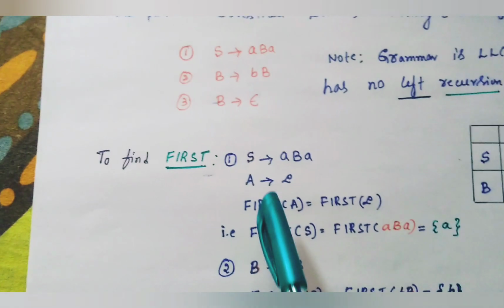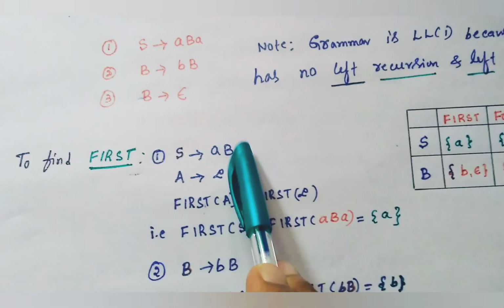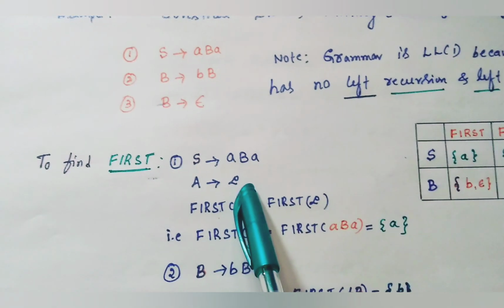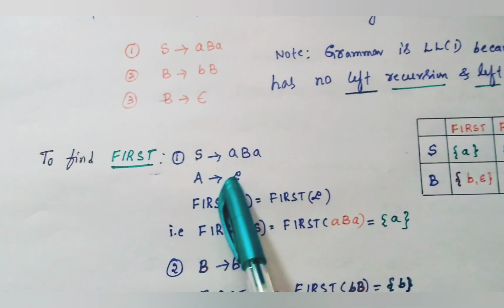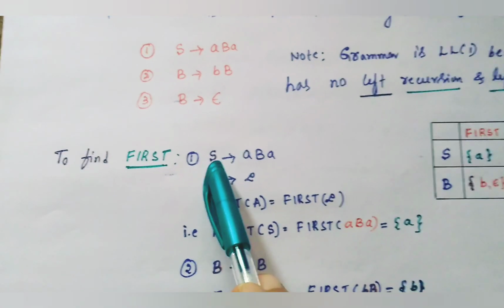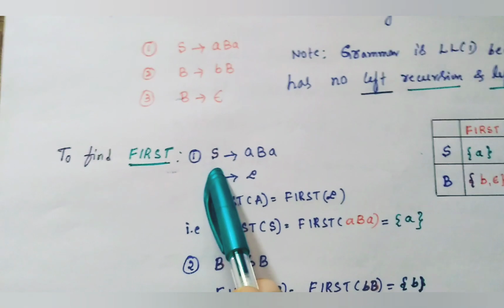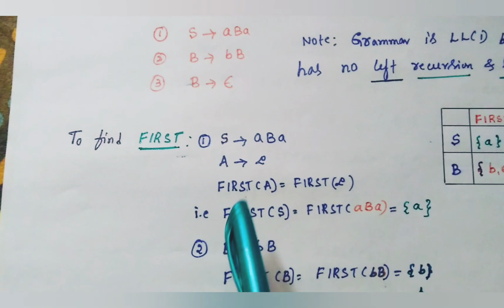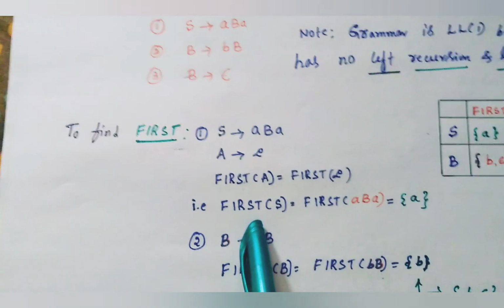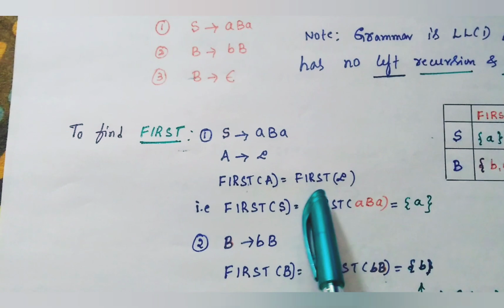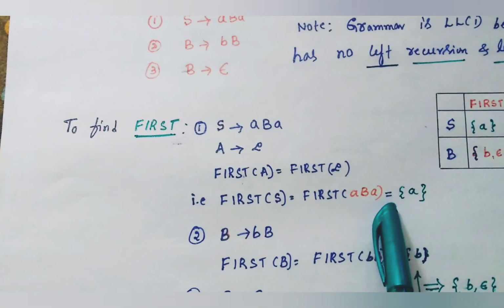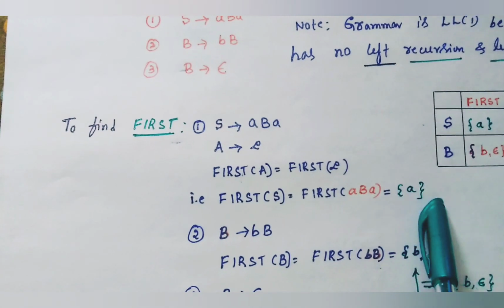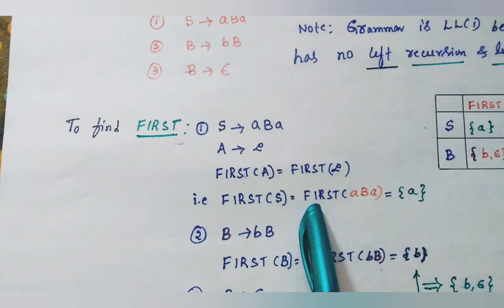Take each production, S tends to ABA. Now I need to find the first of S. As I explained earlier, to find first of S, I must look at the grammar rule in which the left hand side variable is S. So according to A tends to alpha, my first of A is nothing but my first of S. So first of S is equal to first of ABA. That is, the first terminal symbol of ABA is a. So my first of S becomes a.